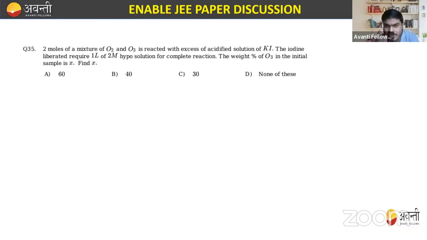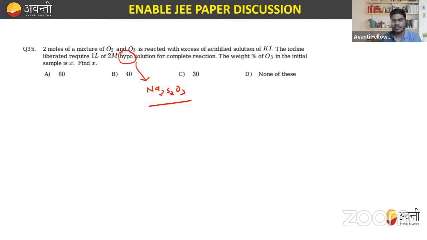So the first important note here is, what is hypo solution? What is the formula of this? Many are facing problems here, what is hypo solution, sir? What do you mean by this term hypo solution? So try to learn the formula of hypo solution. Hypo solution means Na2S2O3. So hypo means Na2S2O3. For the complete reaction, what is the weight percentage of O3 in the initial sample of X?